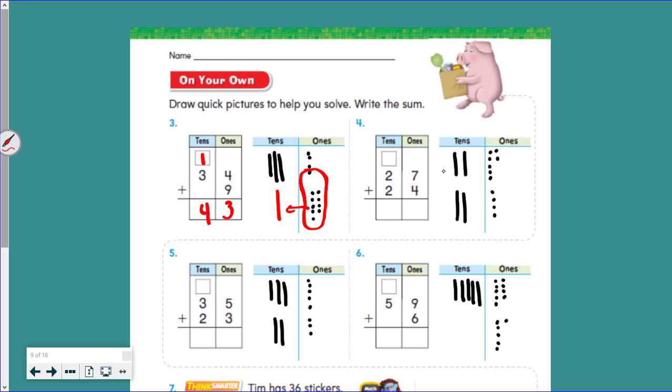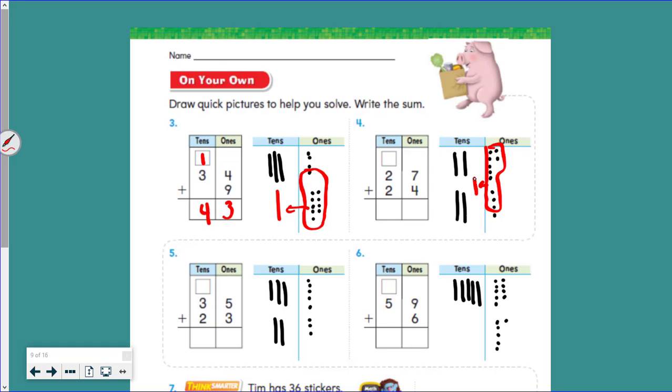Let's do it again. 7 and 4, right? I know is more than 10, right? So here's my 7. That means I need 3 more to make a 10, so I'm going to circle all of this, plus 3 from the bottom, right? This makes a 10.